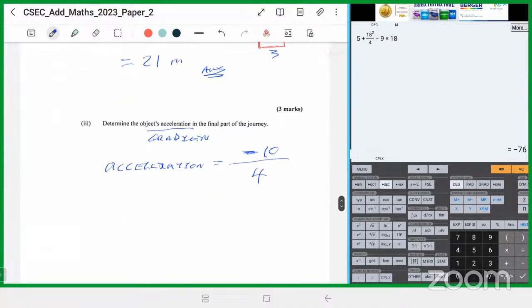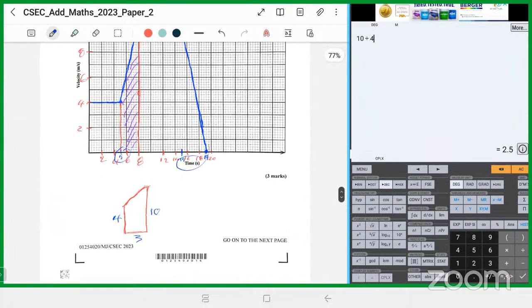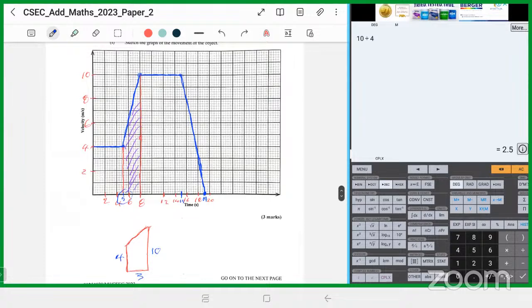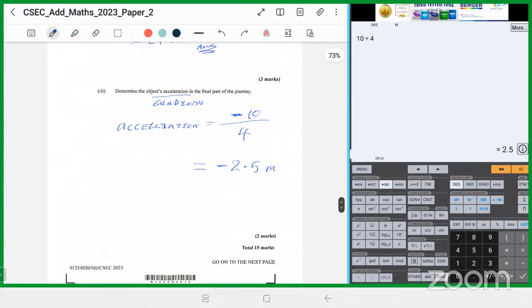That gives the acceleration. That's negative 10 divided by 4, which is negative 2.5. The units are meters and seconds, so meters per second, and so it's meters per second squared, or meters per second to the power minus 2. I have to put the negative on it.